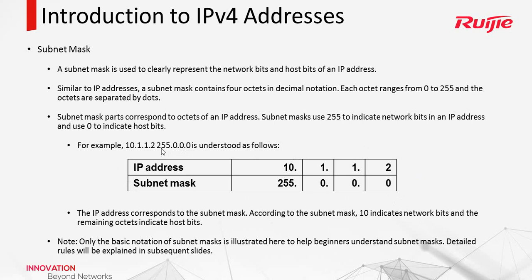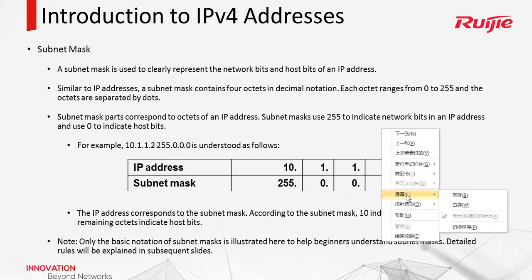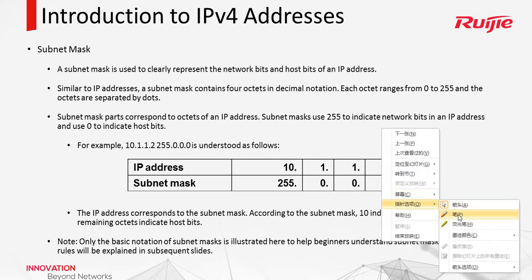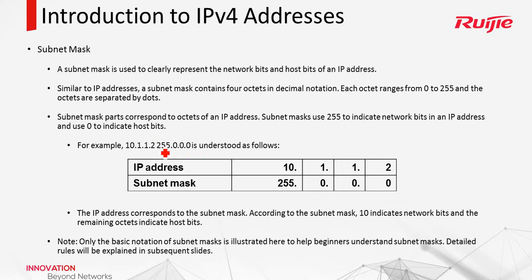So this is a complete IP address. And maybe you can say that 255.0.0.0 is also too long. Yes, in fact, we also have another way to describe this IP address. We can write it as /8. Okay.